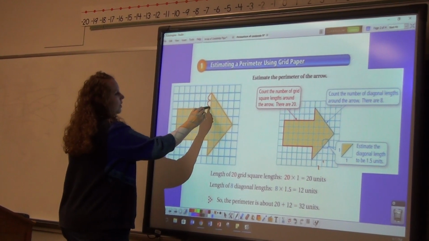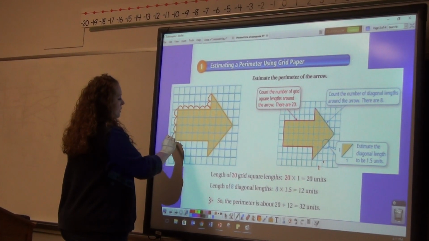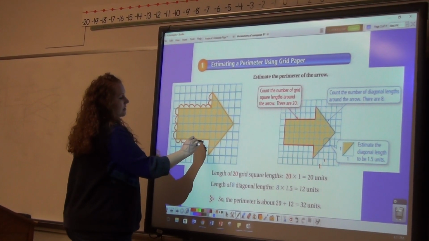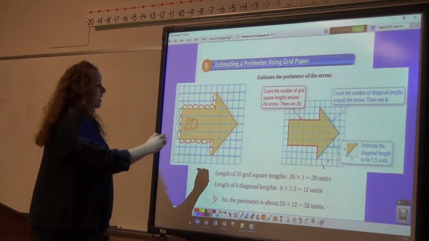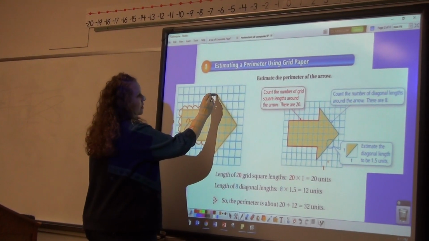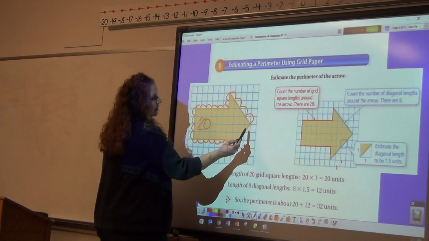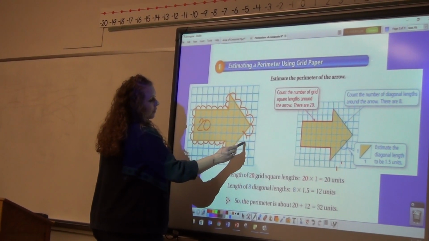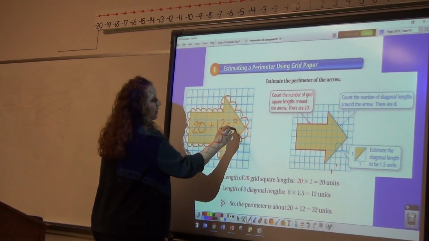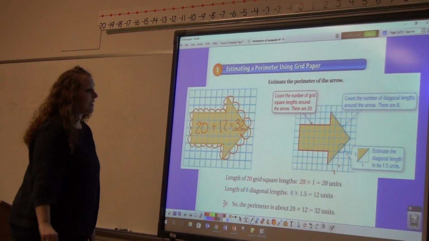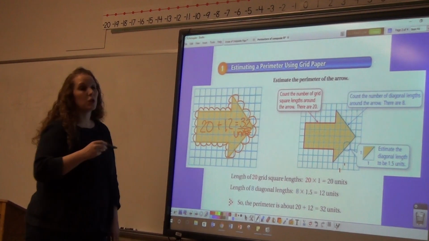So 1, 2, 3, 4, 5, 6, 7, 8, 9, 10, 11, 12, 13, 14, 15, 16, 17, 18, 19, 20. The rest of them are all diagonals, and I'm going to estimate them as 1/2. So it's 1/2, 3, 4.5, 6, and this is the same over here, 1/2, 3, 4.5, 6, so that's 12 there. And when I add those together, I'm going to estimate the outside of that to be 32 units. We do need to label it, so it is 32 units.